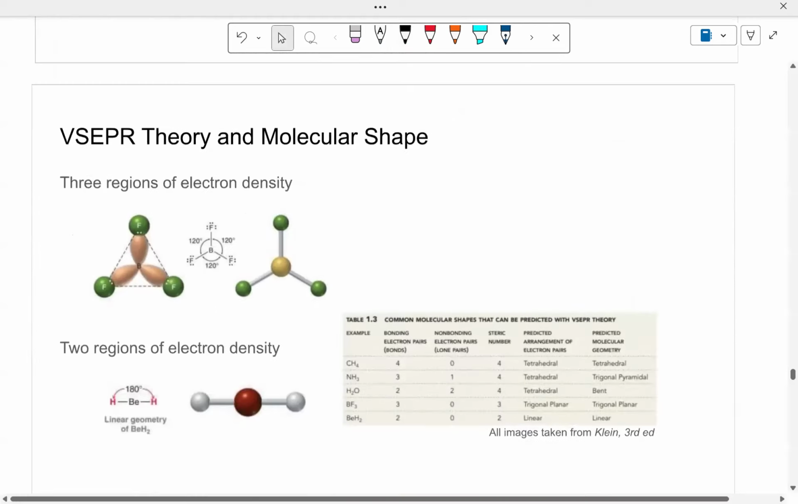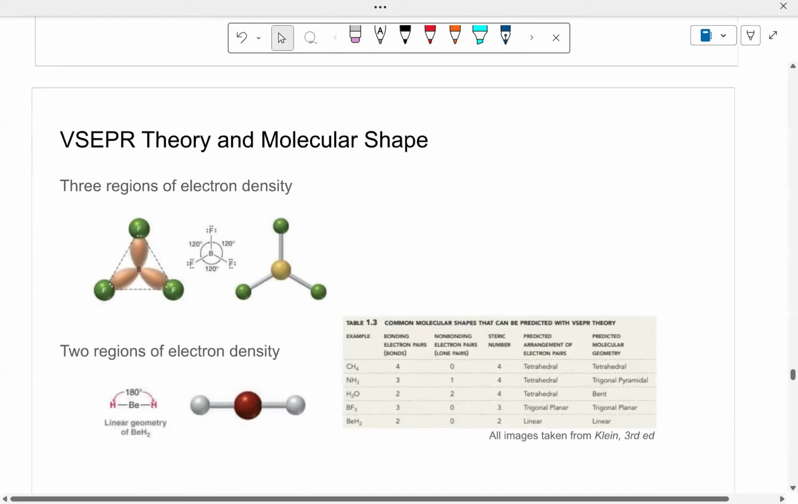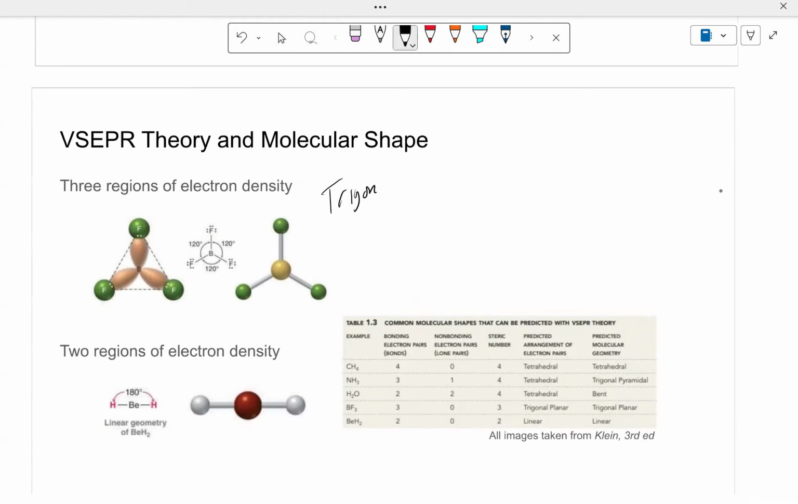Now, when we go to three regions, we don't have a lot of subcategories. Three regions of electron density is the trigonal planar shape. Now here, for example, you see boron trifluoride. To make this a little bit more into our organic chemistry, we can look at this compound, which contains carbon and hydrogen. And the thing to relate shape to hybridization is that sp2 hybridized atoms have a trigonal planar shape.